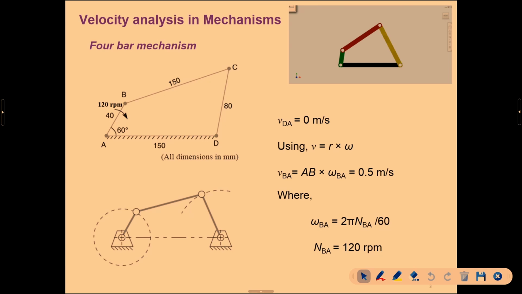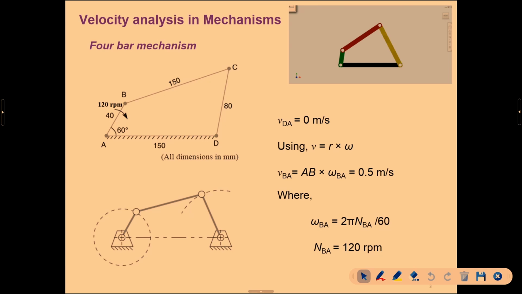What do you mean by this radius? As far as this concept is concerned, it is the length of the link AB. You can refer to this figure where the point B makes a circular path where the link BA becomes the radius of the circular path. So instead of R, the length of link AB can be used, and the next, omega, is the angular velocity of the link AB, which we have obtained from the 120 RPM, and the linear velocity of B with respect to A is calculated as 0.5 meter per second.